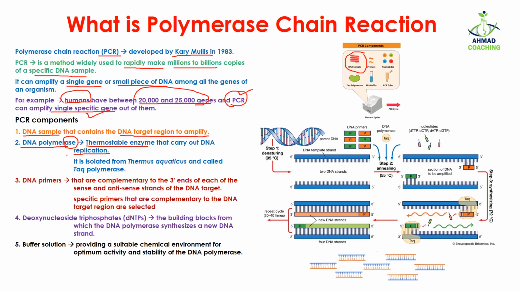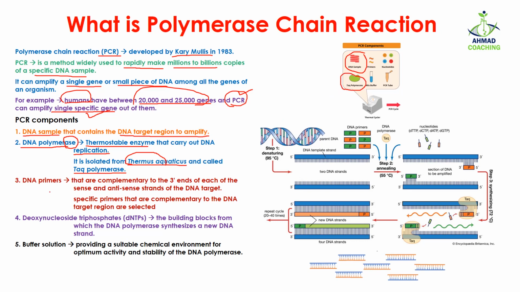Normally, the DNA polymerase is isolated from Thermus aquaticus. Thermus aquaticus is a thermophile, a bacteria which can withstand high temperature. So scientists have isolated the DNA polymerase from this bacteria, and this DNA polymerase is sometimes also known as Taq polymerase. The Taq word comes from here. So here we can see that we have this Taq polymerase.